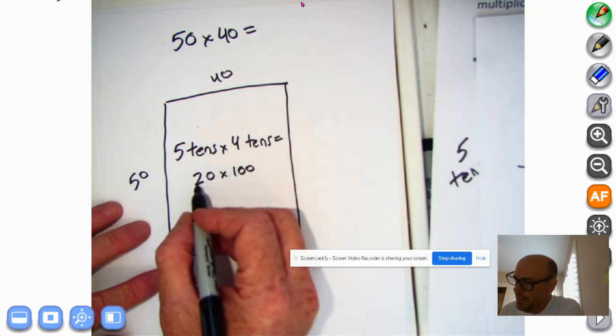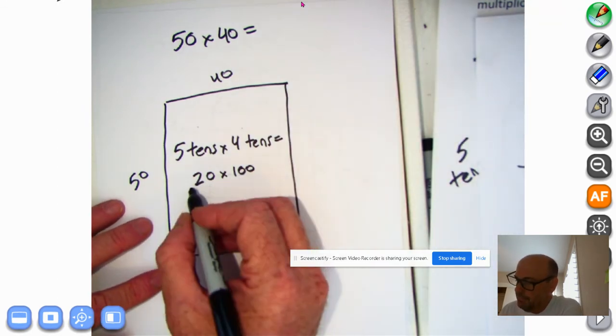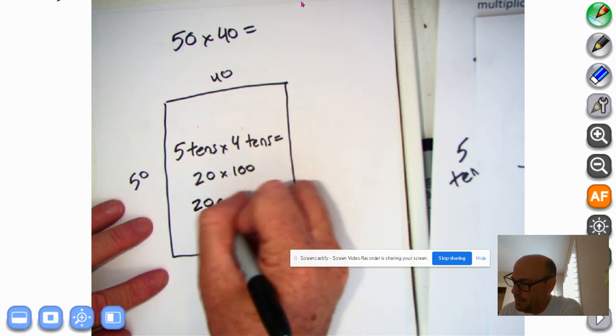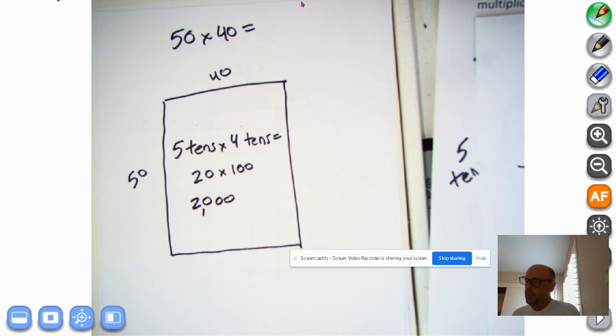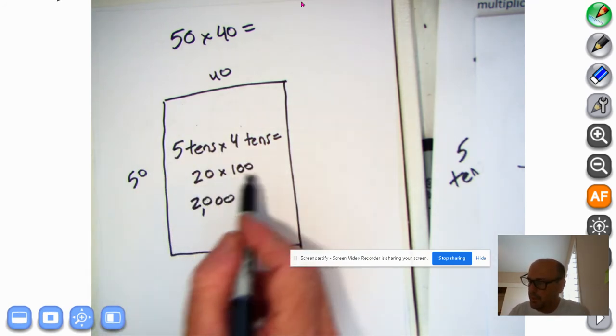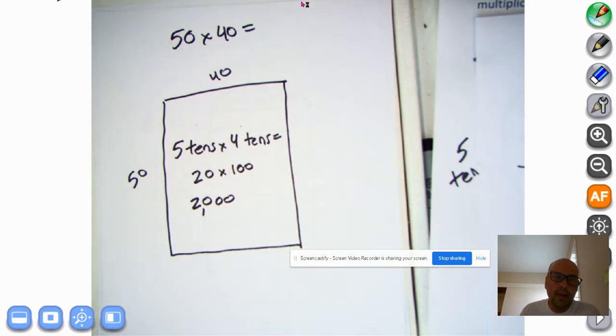Just like we were back here. So I know that 20 times 1 is 20. And then we add on those 2 zeros, and we get 2,000. So 5 times 4 is 20. And then remember all those grids? So we did 20 times 100 equals 2,000. And there you have it.